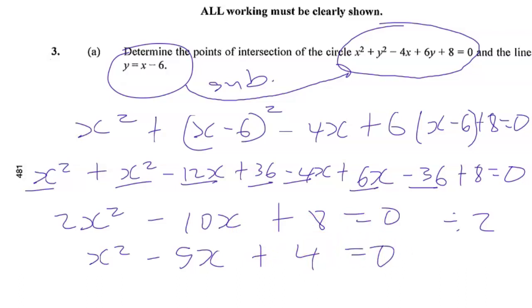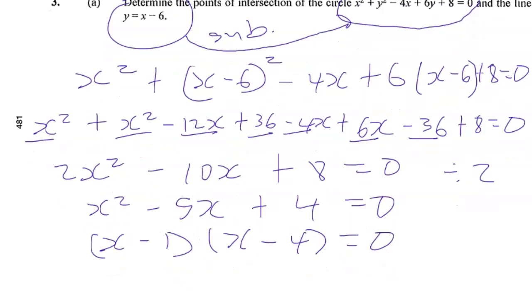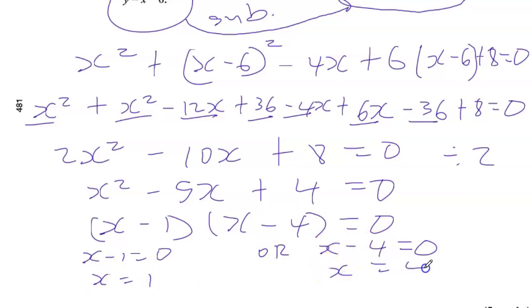And this is a straightforward factorization. This is x minus 1, x minus 4 equal to 0. To solve, we equate both factors to 0. So x minus 1 equals 0, or x minus 4 equals 0, which means x is equal to 1, or x is equal to 4.